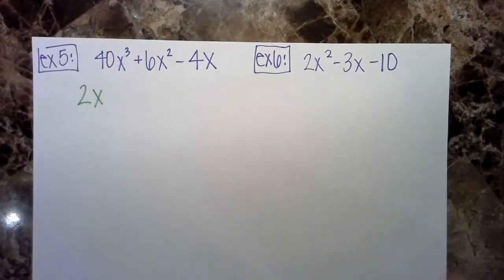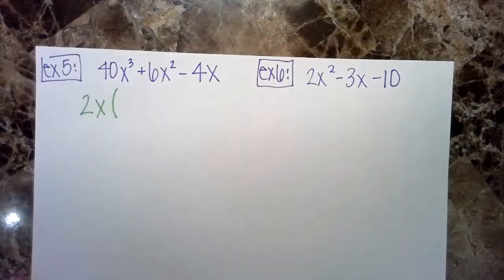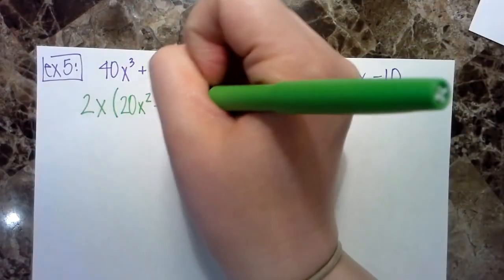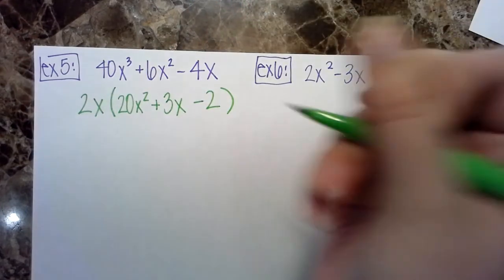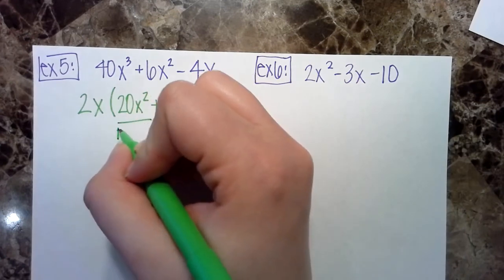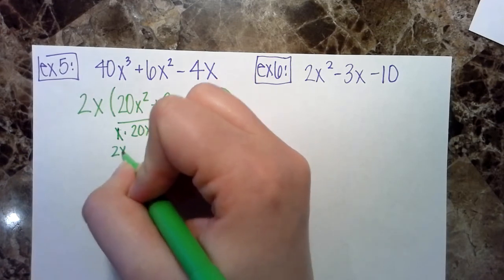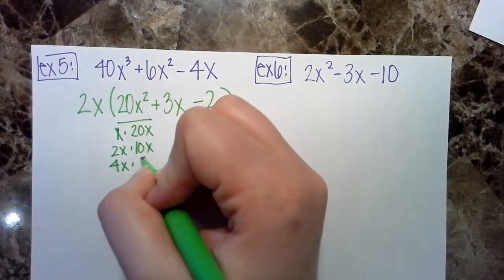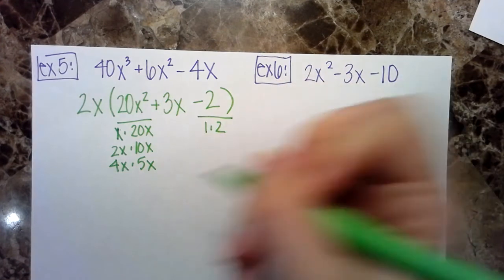So I have 2x as my GCF. I'm going to take out what I have left. So I have 20x squared plus 3x minus 2. I'm going to list out my factors of 20. So I have x times 20x, 2x times 10x, and then I have 4x times 5x. And then for this one I have 1 and 2.